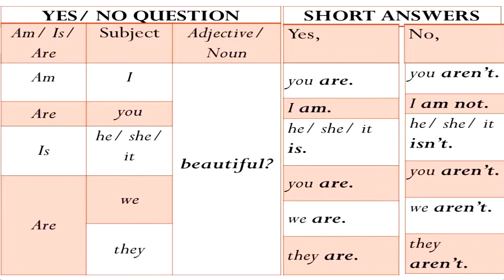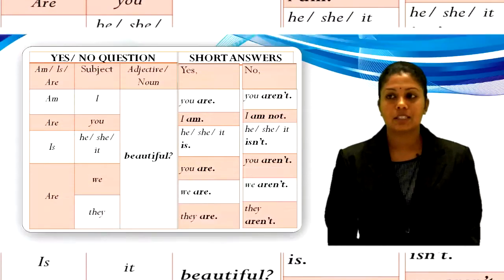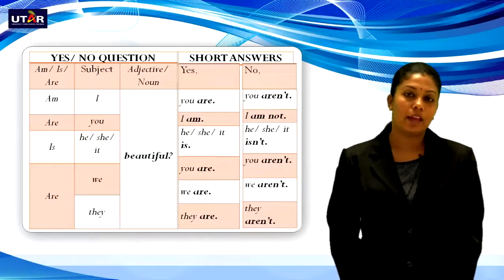So the kind of answers that you can get is either yes, yes you are, yes I am, yes he, she, it is, yes you are, yes we are, or yes they are. Or we can also say no you are not, no I am not, no he, she is not, no you are not, no we are not, or no they are not.